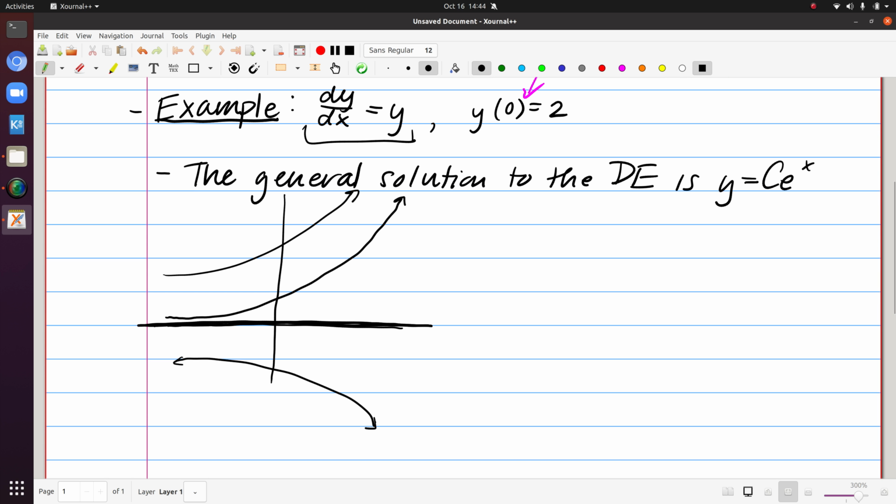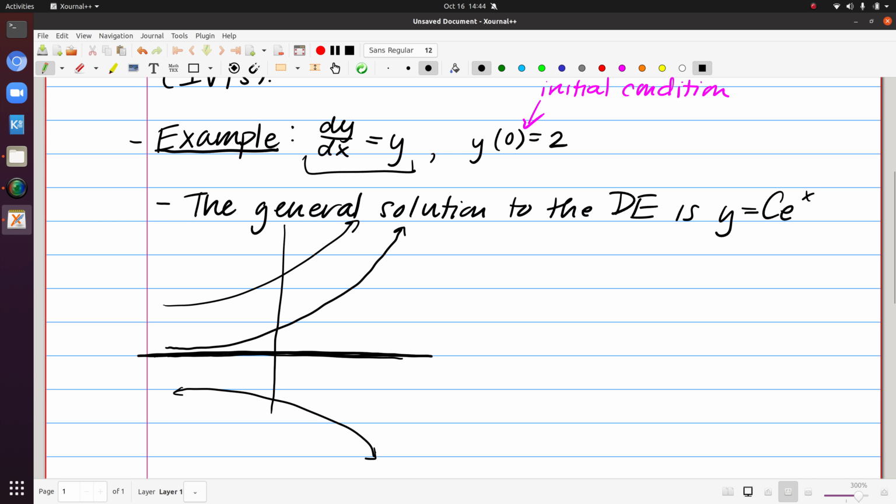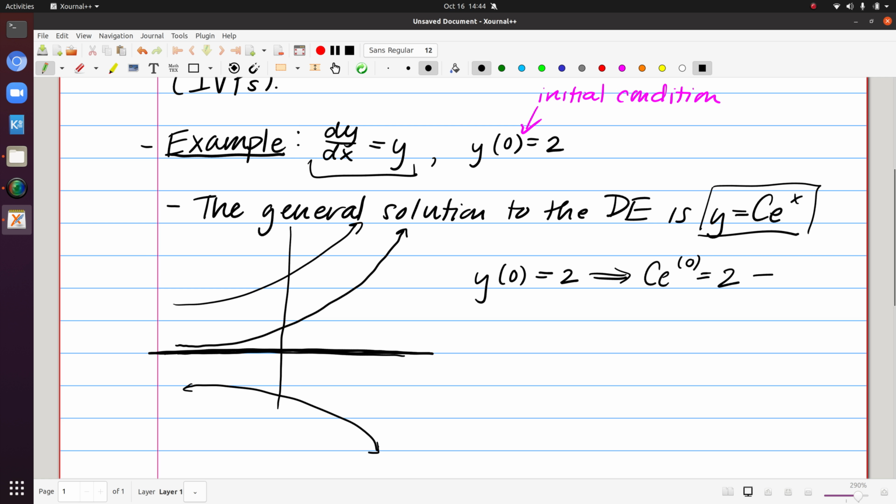The way that we deal with initial value problems is typically we handle the general solution first, and then I can go back and try to satisfy the initial condition. So now I have this general solution. Knowing that y(0) needs to be 2, let's plug x equals 0 into our boxed general equation. That tells us that c e to the 0 is equal to 2. Because e to the 0 is 1, that tells us c is equal to 2.